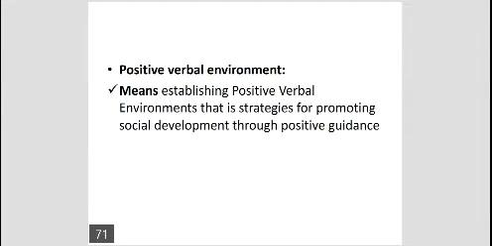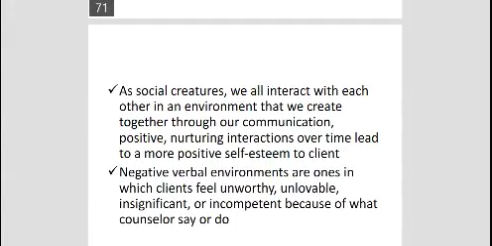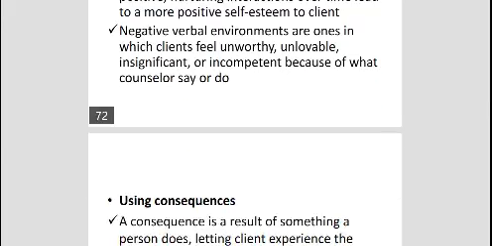Positive verbal environment means establishing a positive verbal environment, that is, strategies for promoting social development through positive guidance. As social creatures, we all interact with each other in an environment that we create together through our communication. Positive, nurturing interactions over time lead to more positive self-esteem in the client. Negative verbal environments are ones in which clients feel unworthy, unlovable, insignificant, or incompetent because of what the counselor says or does.